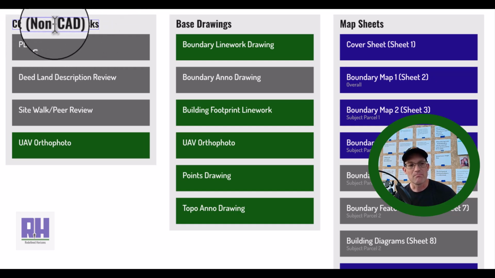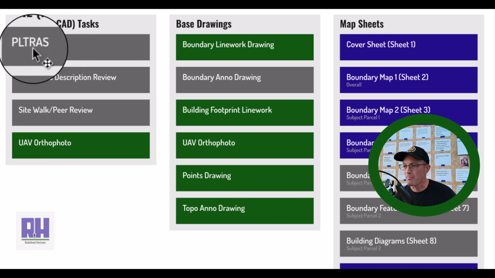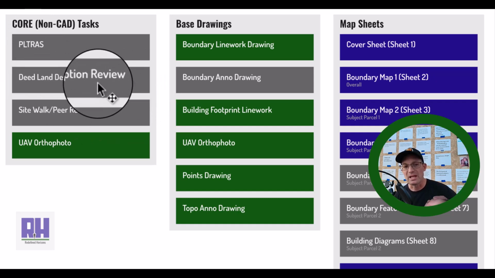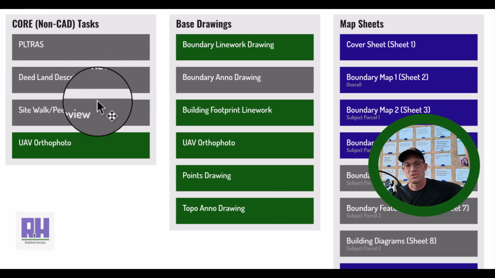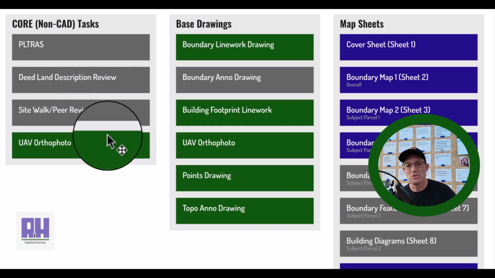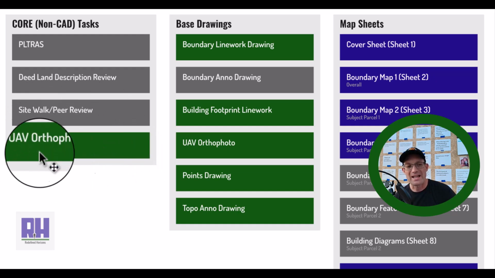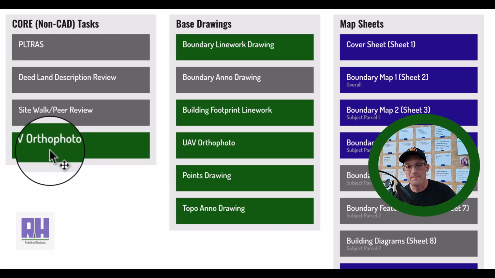So my non-CAD tasks, I need to do the POLTRIS, Preliminary Land Title Report Analysis Sheet. I'm going to do a separate video on that because we don't have one. I got to review the land descriptions for my subject parcels and the adjoiners. I got to do the site walk peer review. I have to do the UAV orthophoto. That's done now. That's why it's in green.